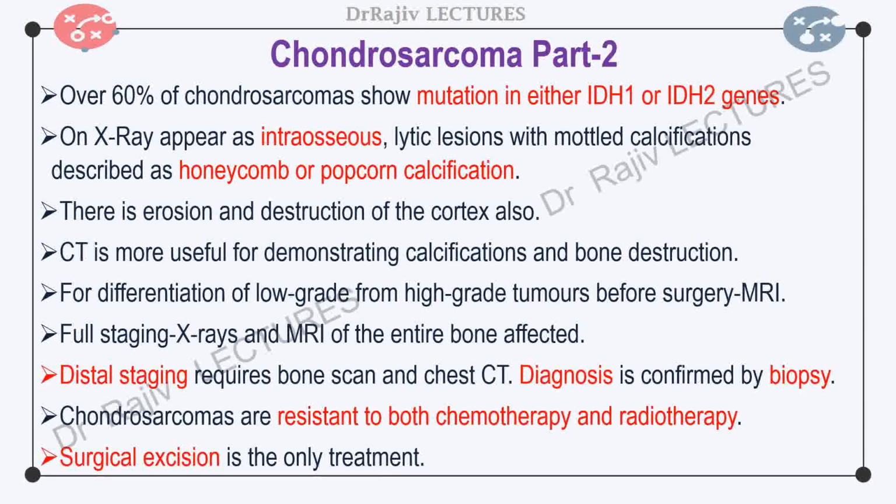On radiographs, chondrosarcomas appear as intraosseous osteolytic tumors with mottled calcifications within the tumor matrix, described as honeycomb or popcorn calcification. There is erosion and destruction of the cortex also. CT is more useful for demonstrating matrix calcifications and bone destruction. Accurate differentiation of low-grade from high-grade chondrosarcomas before surgery can be done with MRI.